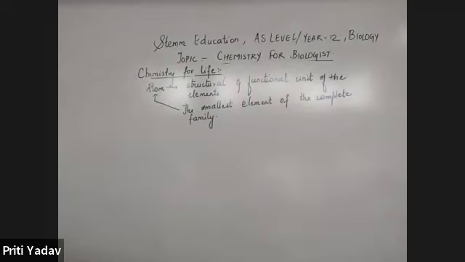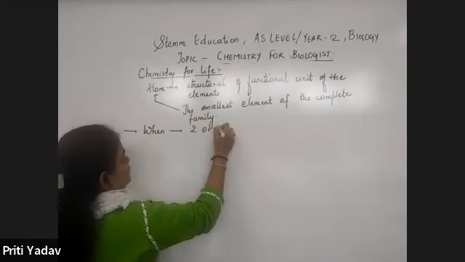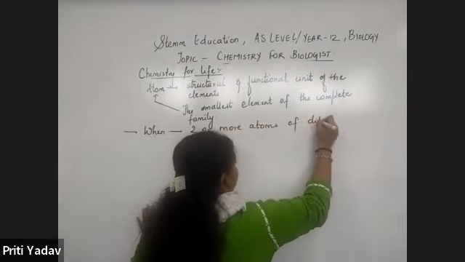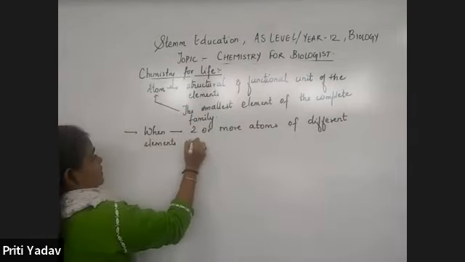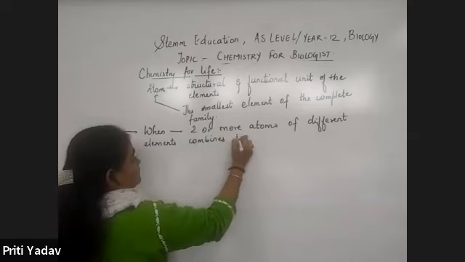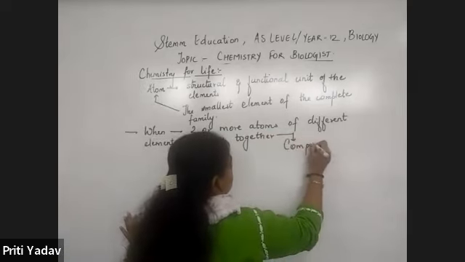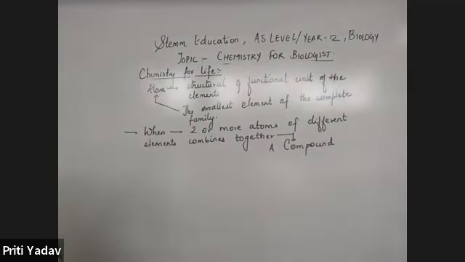So when two or more atoms of different elements combine together, they form a compound. This is what basic general chemistry says, when we study chemistry for life.